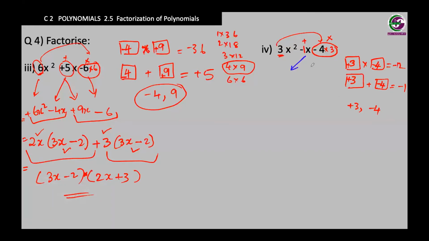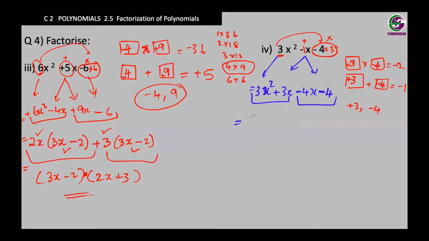You can split as first or second, doesn't matter. So first one is positive 3x squared plus 3x minus 4x minus 4. So this is the first group and second group.